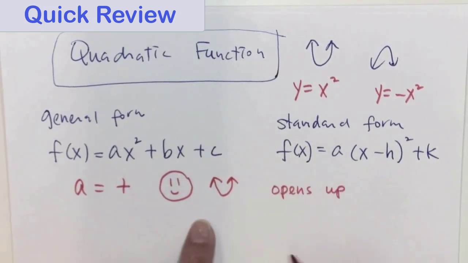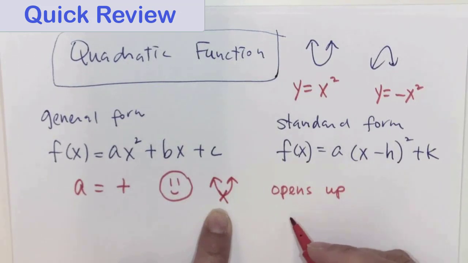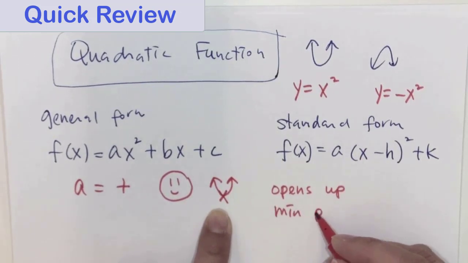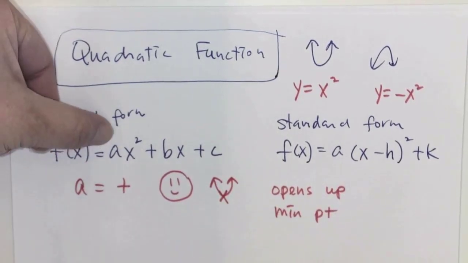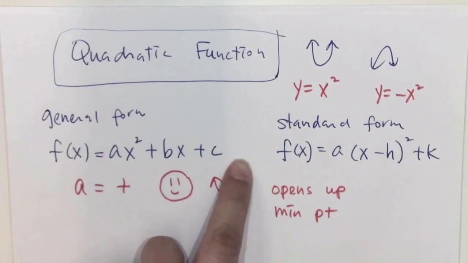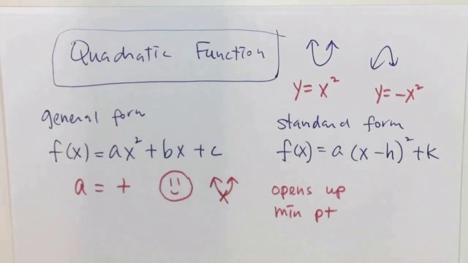When you have an open up parabola, this is the lowest point of the graph, right? We call this point what? The lowest point is your minimum point. So if the leading coefficient is positive, you have a smiley face, open up parabola, and a minimum point.